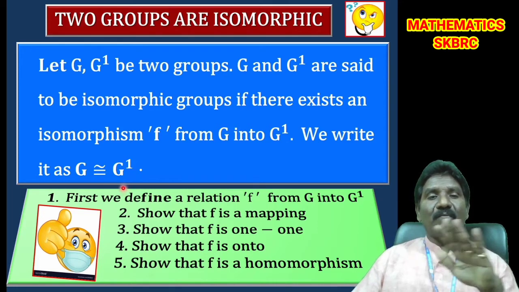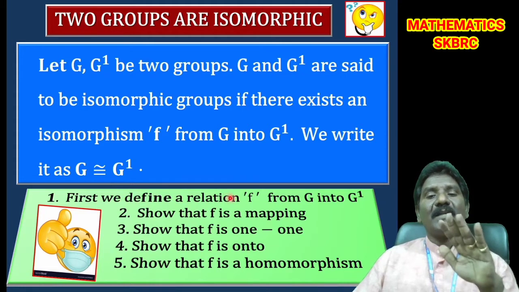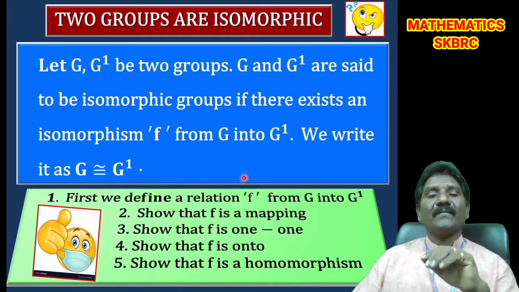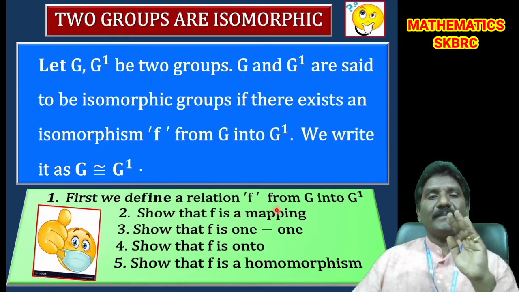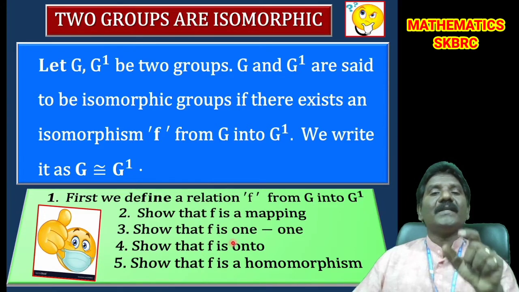The procedure to find the isomorphism: first, we define a relation F from G into G dash. Next, we show that F is a mapping, F is a 1-1 mapping, F is an onto mapping, and F is a homomorphism.